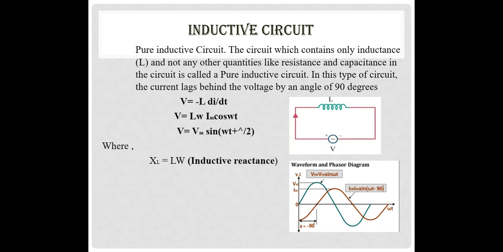I know that I is equal to Im sin omega t. Differentiating, I get L omega into Im cos of omega t. Cos omega t can be written as sin of omega t plus pi by 2. Where L omega is equal to XL, and XL is nothing but inductive reactance. In an inductor circuit, we have to remember that current is lagging by 90 degrees, or we can also say that voltage is leading current by 90 degrees, right. So here is the phasor diagram. We are taking V in the reference axis and current is lagging by 90 degrees.